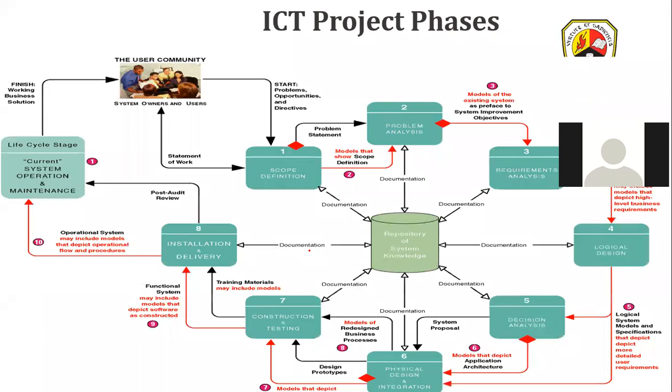Here we have just an example of the ICT project phases. It's basically what we've been talking about, where we start with scope definition, then you go to problem analysis, system requirements, and so on and so forth. You can take time to read through it, but this is essentially what we've been talking about in the previous slides.